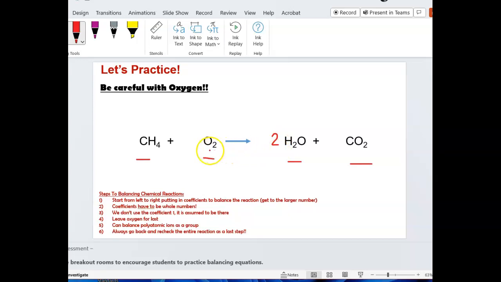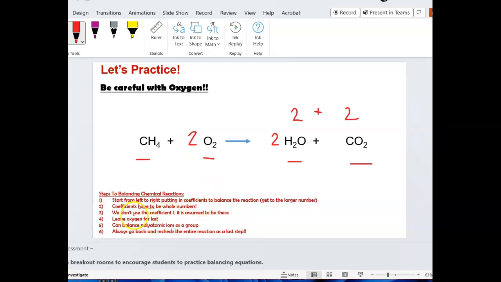I have 2 oxygens on the left, and I have 2 times 1, 2 oxygens in water. And I also have 2 oxygens in carbon dioxide. And so when you have the same element in 2 different compounds on the same side of the reaction, you just have to add them together. So I have a total of 4 oxygens on the right side and only 2 on the left. So I need to put a 2 in front over here to balance that. So again, you just want to be careful when something like that happens.